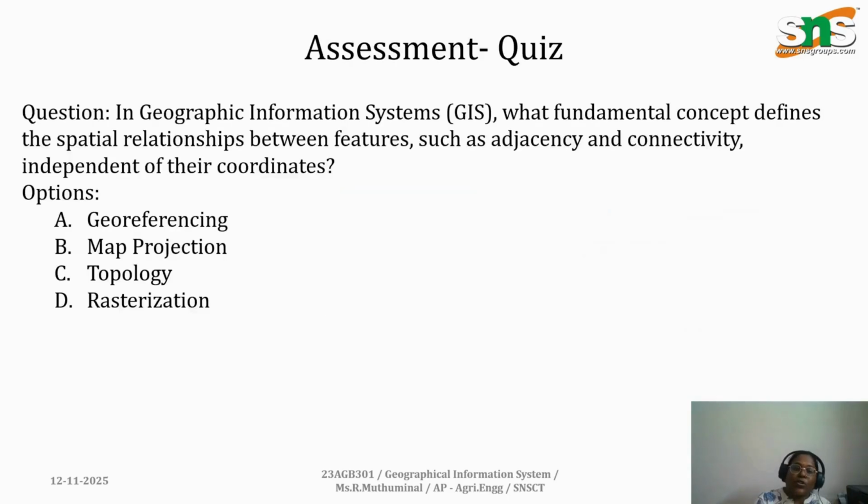So let us go to an activity. For today's question: in Geographical Information System, what fundamental concept defines the spatial relationships between features such as adjacency and connectivity, independent of their coordinates? The options are georeferencing, map projection, topology, and rasterization. So our answer is going to be map projection.